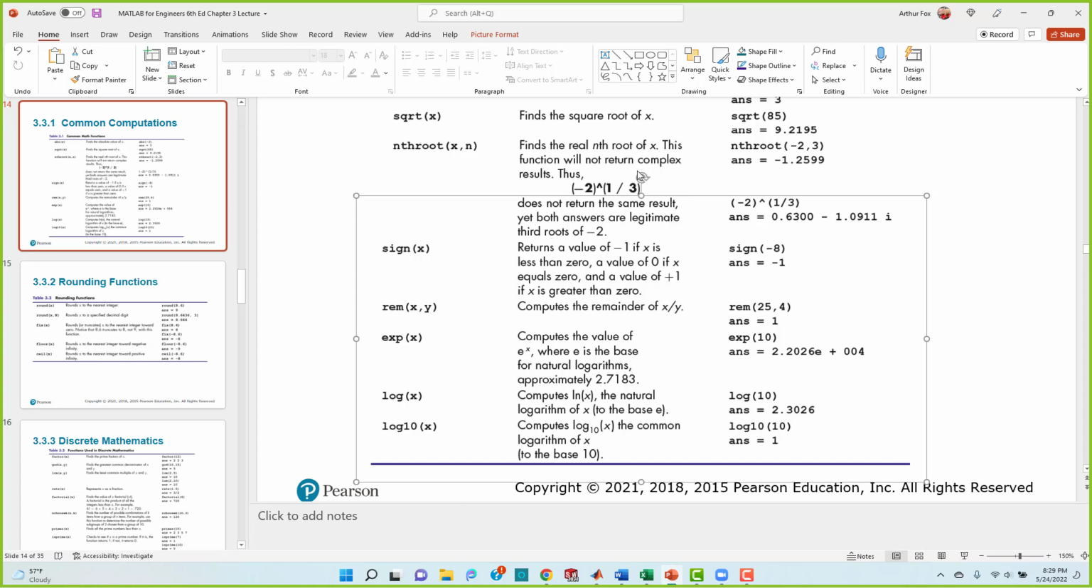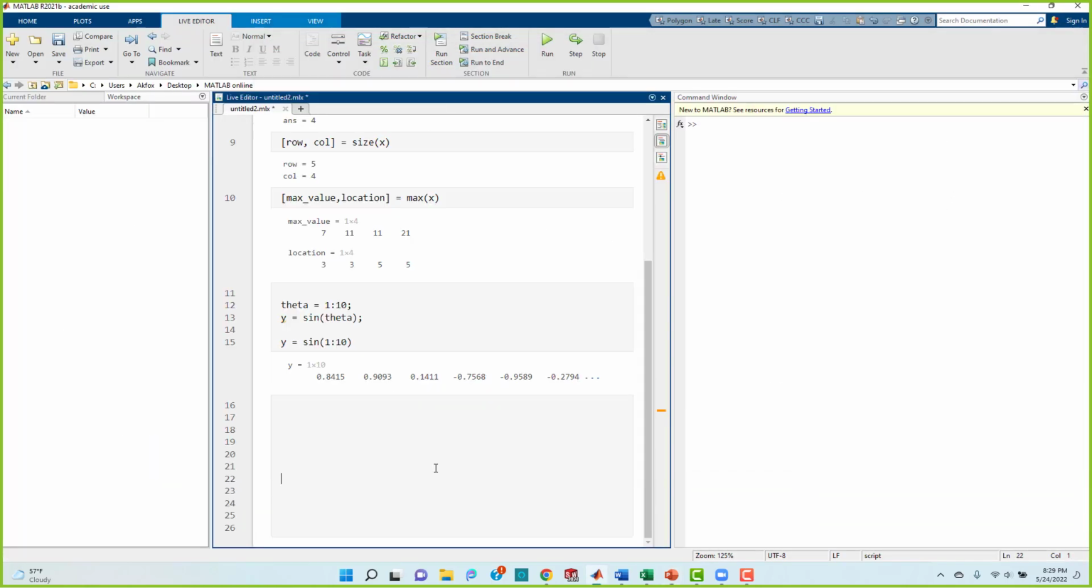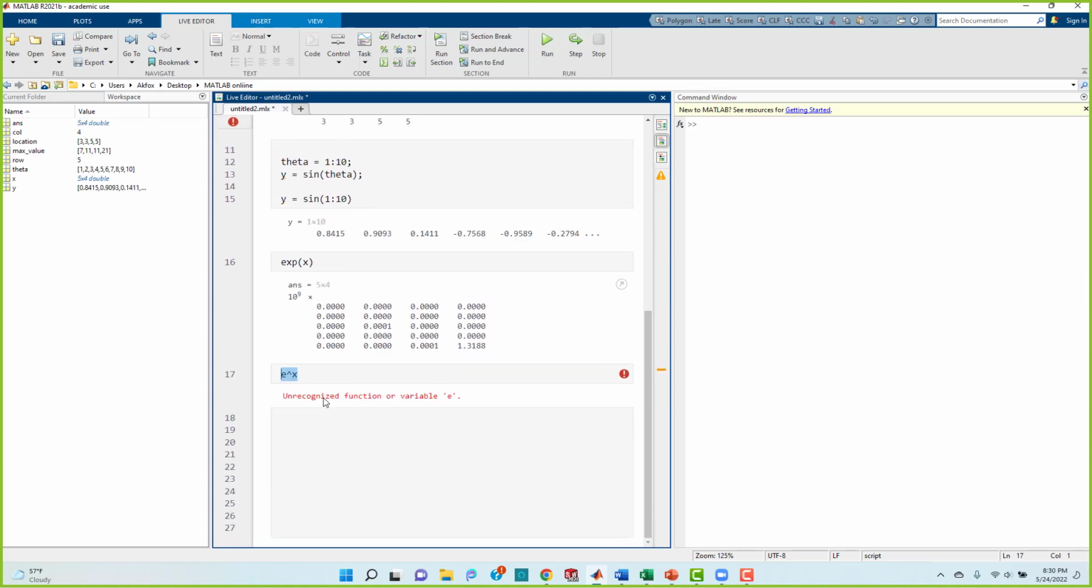This one here is one that students struggle with, exp. I don't know how many times I've seen students try to do e raised to the x instead of exp of x, because that's the way it's written in the equation, and then they get an error because e is undefined. Just remember that e to the x is exp.